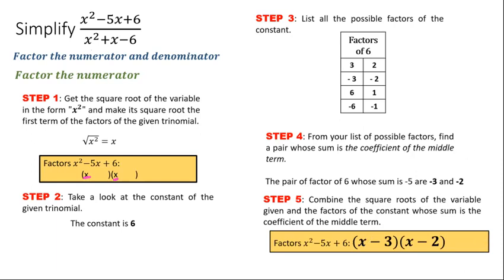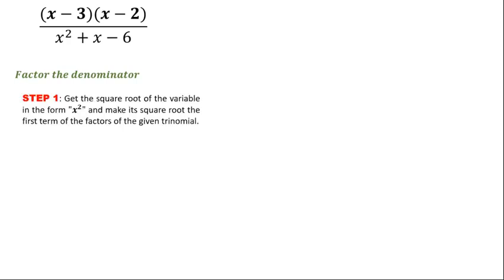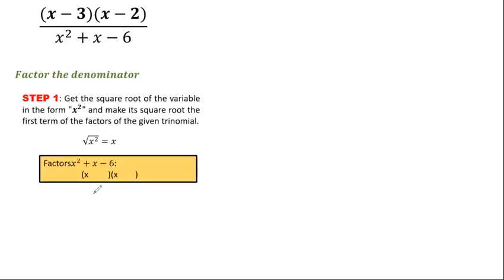Ipapalit na natin ngayon yan sa ating numerator, kaya magiging x minus 3 times x minus 2 divided by x squared plus x minus 6. Now, sa denominator naman tayo mag-factor. Still the same factoring method pa rin yung ating gagamitin. So getting the square root of x squared, we have here x. Kaya yung first term ng ating dalawang factor ay x.